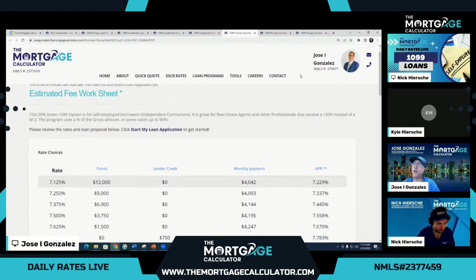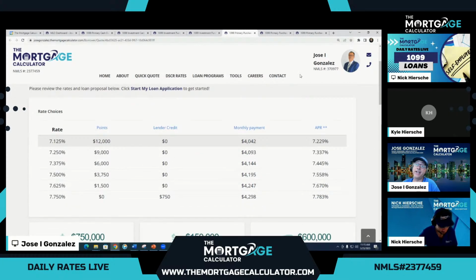So now we have our 20% down option, and here we are definitely at amazing rates, pretty much near the conventional realm. And again, this is with a 1099. Remember, this is not full doc.